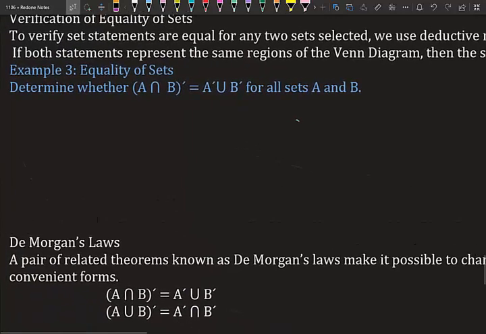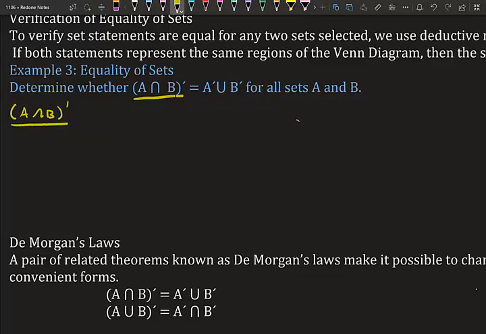So we have two pieces of our set. We have the complement of A intersection B, and then we have complement A union complement B. So we have two pieces, the left side and the right side. So we have our left side. Let's bring it out. And then we have our right side.